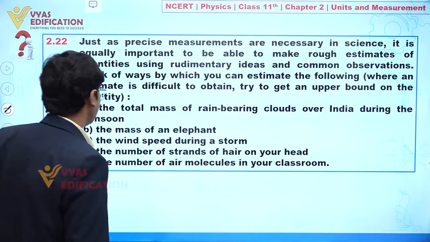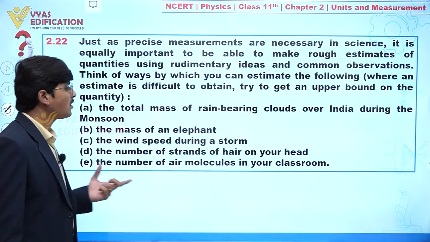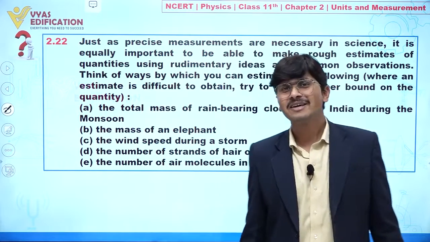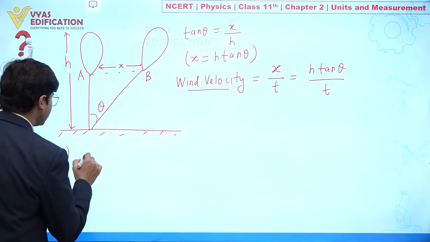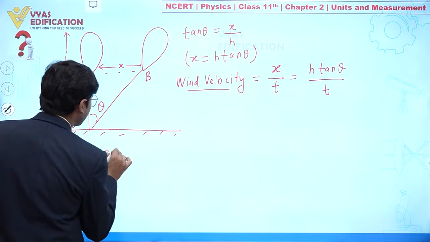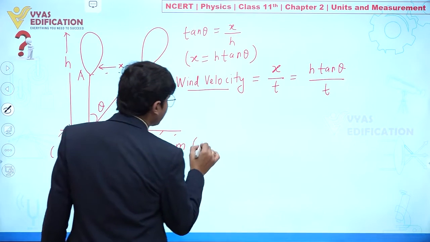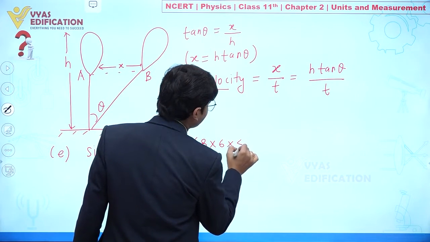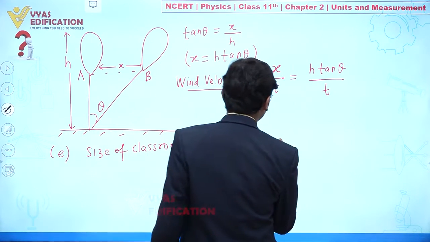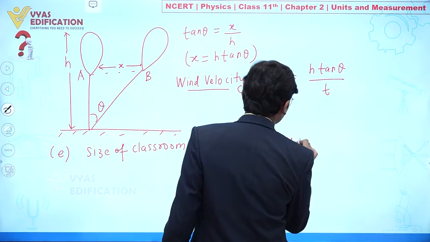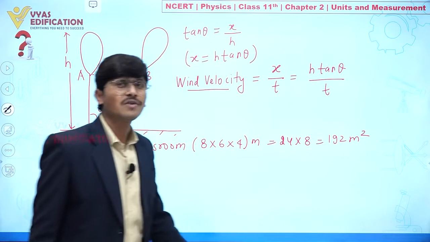Now if we talk about part E, it is given the number of air molecules in your classroom. So let's suppose we assume the size, or volume, of the classroom. Let's suppose I am taking 8 into 6 into 4 meter. So from here this is 24 multiplied by 8, and this is equal to 192 meter cube. So this is the total volume of a classroom.